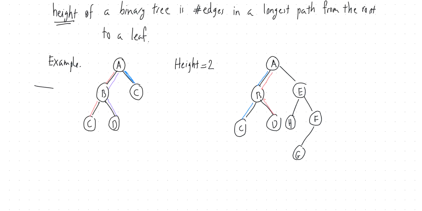Then the next leaf that I'm going to look at is H. So to get to H from the root, I have to go from A to E, and then from E to H. I'm using orange for that one. That path also consists of 2 edges. And finally, my last leaf is G, right? And the path from the root A to G is from A to E, E to F, and F to G. And that one consists of 3 edges. So we say that the height of this binary tree is equal to 3.